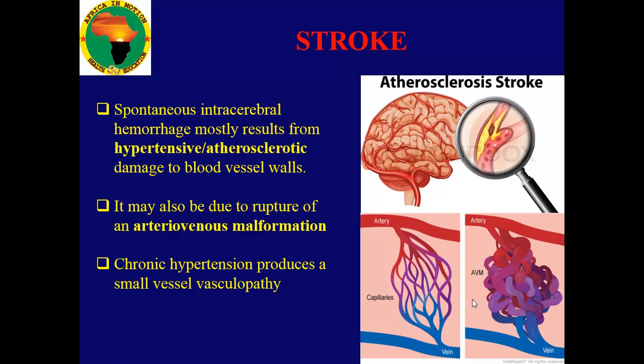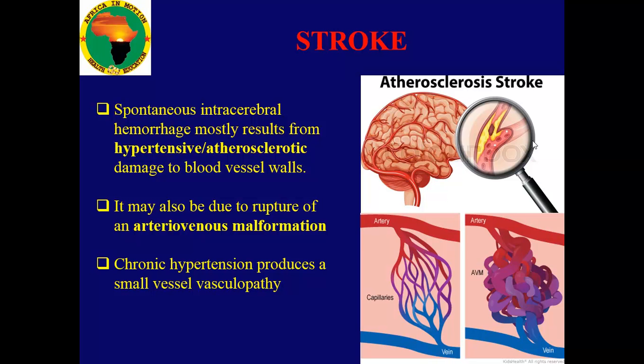Another cause is what we call atherosclerosis. Atherosclerosis, though it's a spontaneous intracerebral hemorrhage, mostly results from hypertension. Hypertension or atherosclerosis, it's atheroma or fat, if I may call it. It may also be due to rupture of an arteriovenous malformation, which means you have vessels which are malformed.